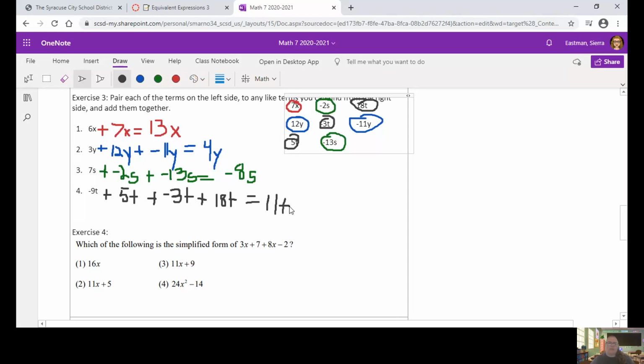And exercise 4 is just one last quick multiple choice. If we tried to simplify this polynomial here, we have 4 terms. Which choice do you think it would be? If I tried to simplify those 4 terms, which choice would it be? Think carefully about which terms are actually alike.